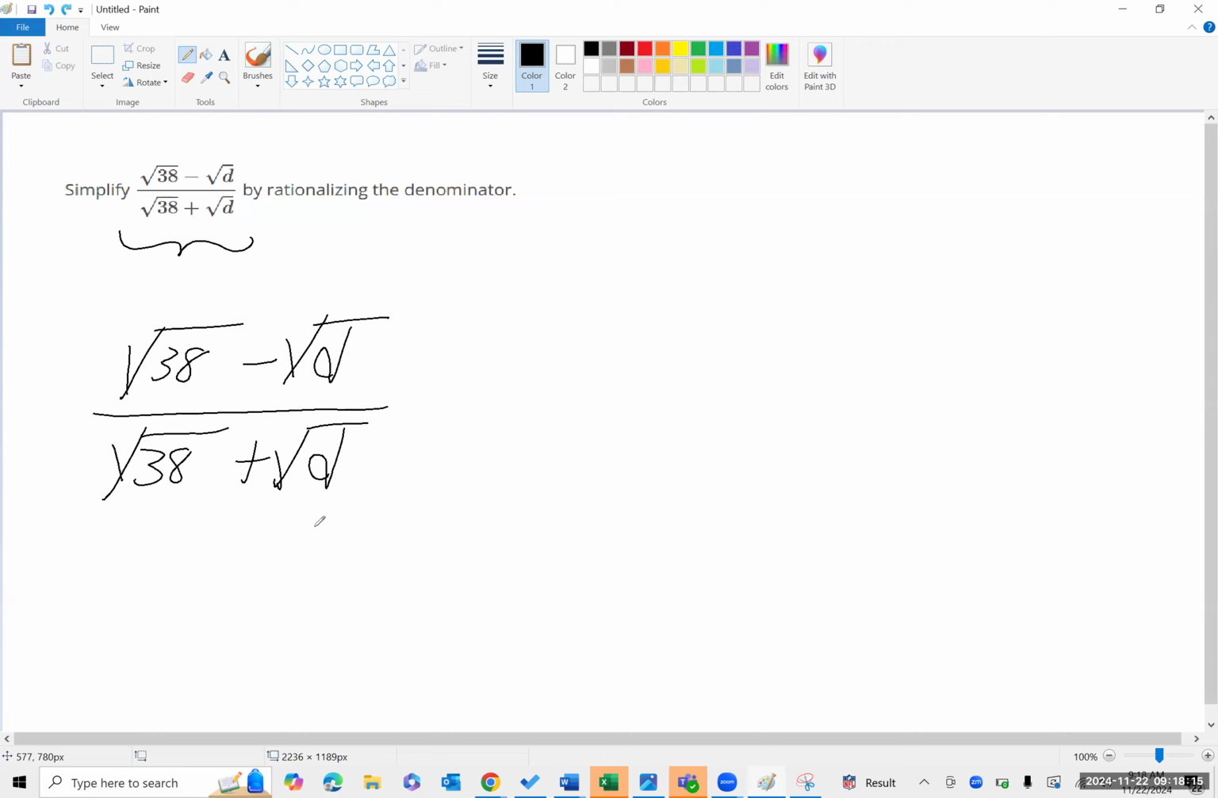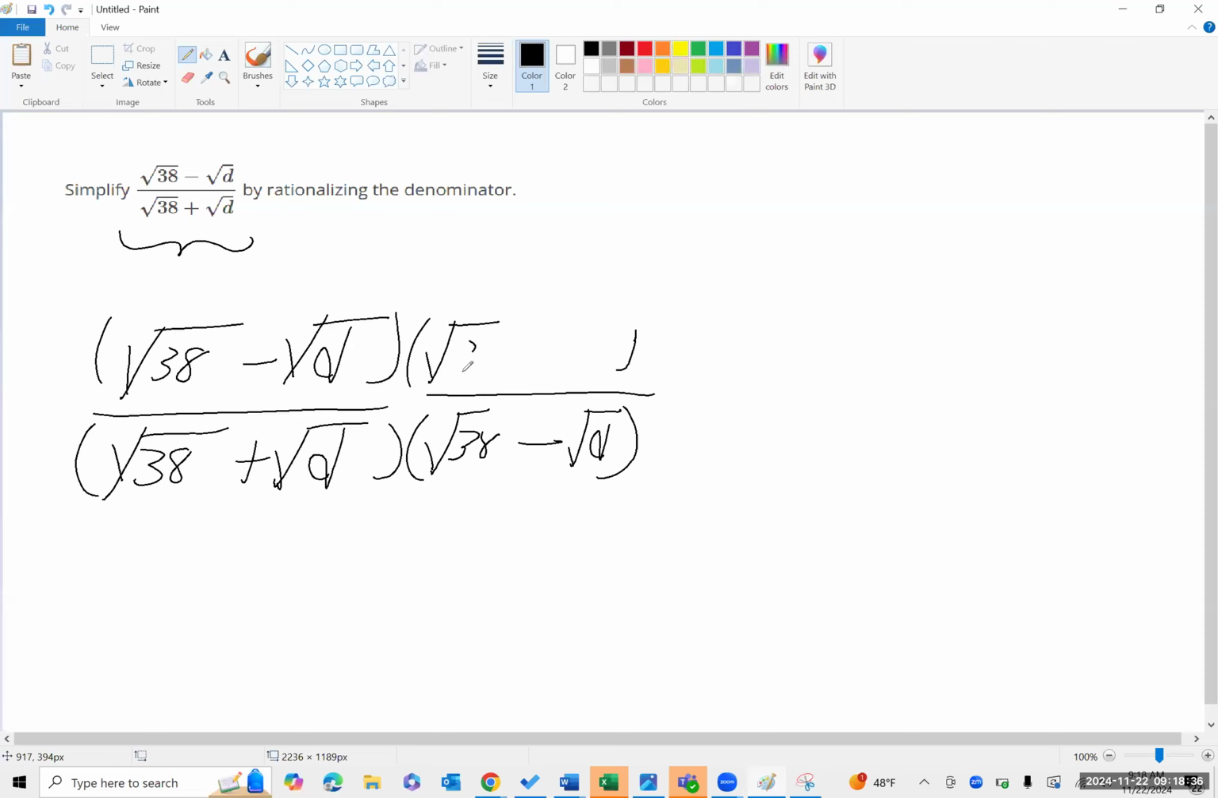So the way we do that, and I'm just going to put this in parentheses because we're going to utilize the FOIL method, we're going to multiply by something that looks identical, except that we're going to change the sign. But you have to multiply both the numerator and the denominator. And you're going to see right now all the square roots on the bottom are going to fall away, which is what they mean by rationalizing the denominator. We could do that first, actually.